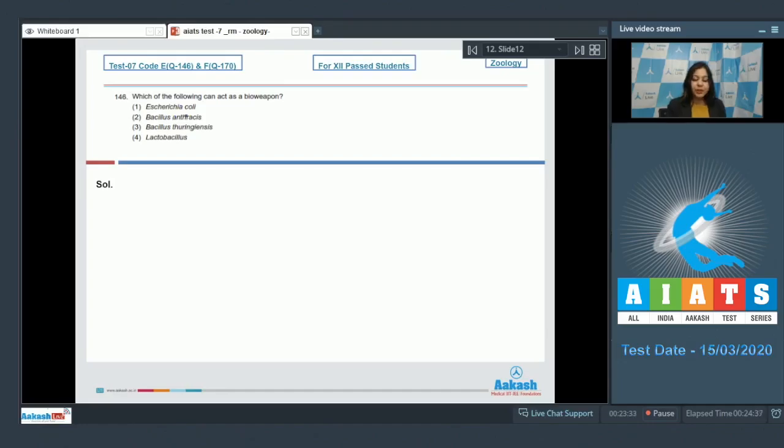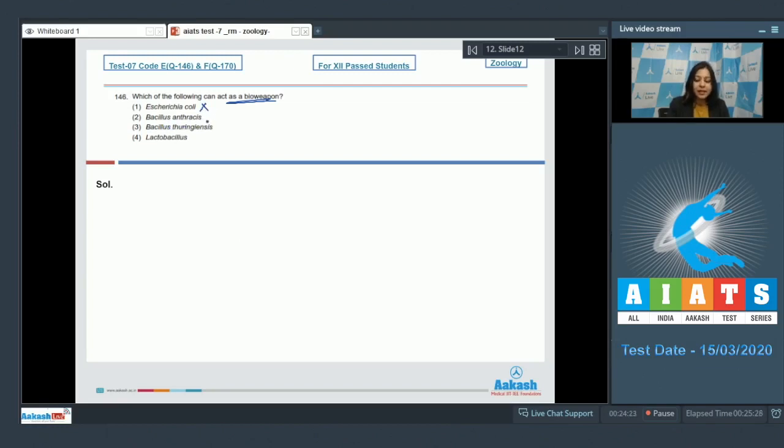Question number 146. Which of the following can act as bioweapon? Bioweapons are highly infectious pathogens. Their spores and toxins are used against humans, crops and animals of the enemy country for maximum destruction purpose. So here, Escherichia coli is incorrect as it is a commensal and it is not harmful to animals.